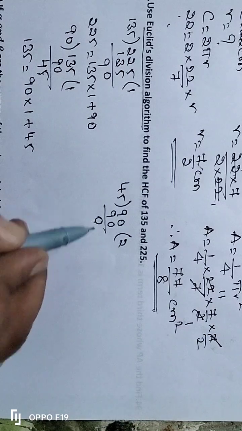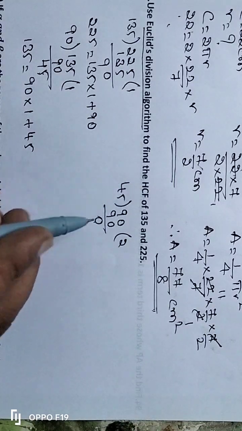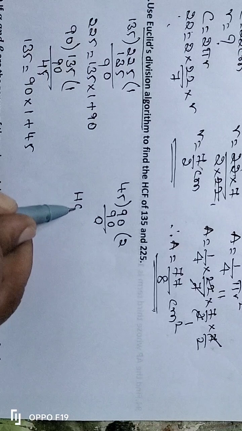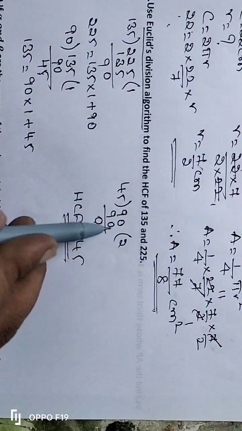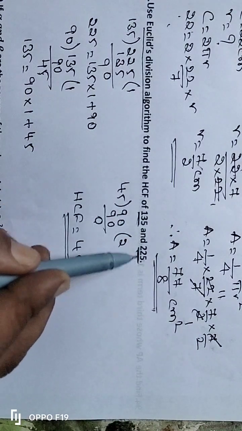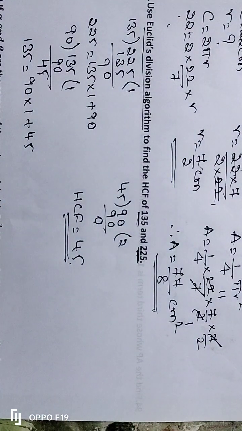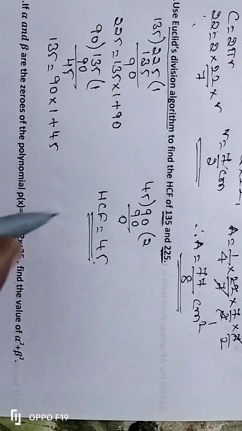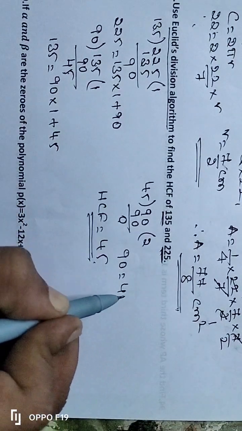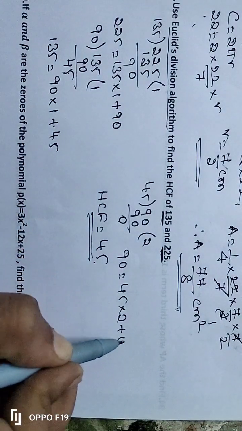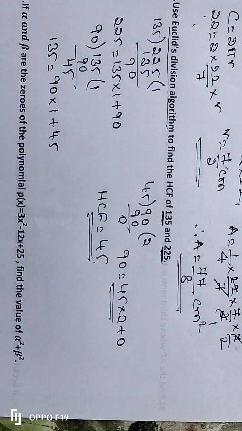If the remainder is 0, now you see what the divisor is. The divisor is 45, and that divisor itself is the HCF. Therefore, HCF of 135 and 225 is 45. Like this we have to find the HCF of given numbers by using Euclid division algorithm. This can also be written like this: 90 is equal to 45 into 2 plus remainder 0.